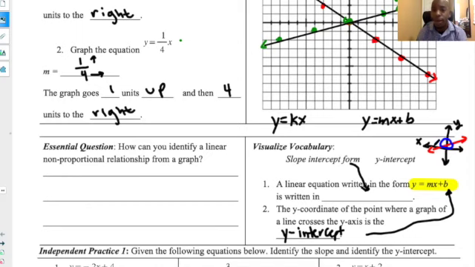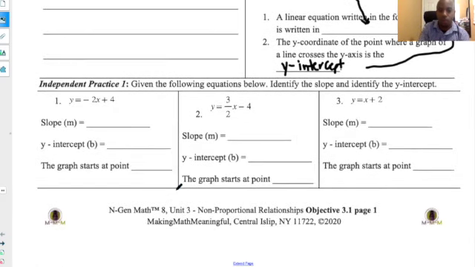And now keep in mind, there's a lot of terminology here. Remember, we talked about how constant went from being called a constant to now being called the slope, right? Whereas even this y-intercept also has another name. It can be called starting point. It can be called initial value, right? But these are important things for us to recognize, especially when we look at the equation or when we look at the graph. So let's look down at independent practice 1.